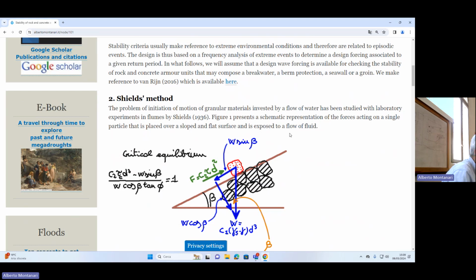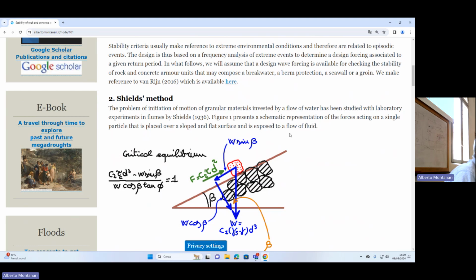The Shields method is a method to check the stability of sediments once they are exposed to a hydrodynamic forcing. So you have water flowing over a bed of potentially moving sediments. Of course, we don't want them to move in this case. And the question is whether the hydrodynamic forcing is moving the sediments or not. This is what the Shields method refers to. Let's start from a theoretical scheme, from a theoretical basis.